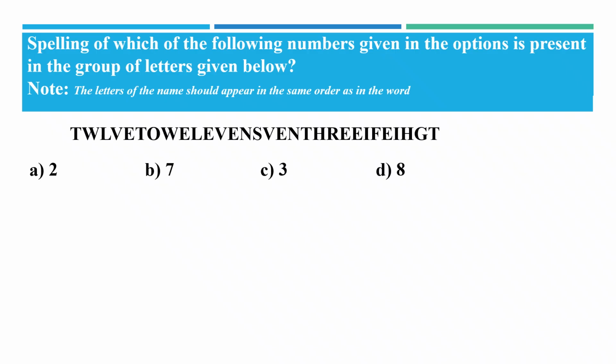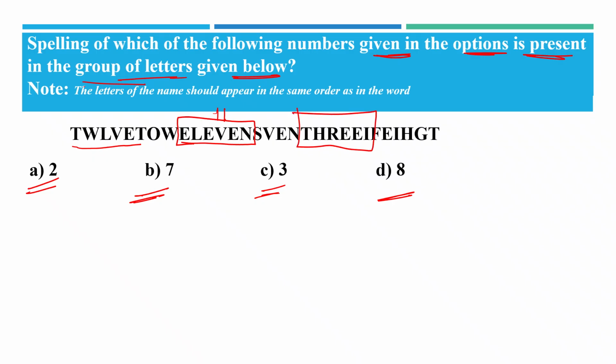So here we have the next question. Spelling of which of the following numbers given in options is present in the group of letters given below? Okay. So here we have 2, 7, 3, 8. Let's go for the hunt. Okay. I guess I found it. No, which is not here. Actually, I have 11, but that's not the option as it is not mentioned. Great. Believe you found it. It's gonna be 3.